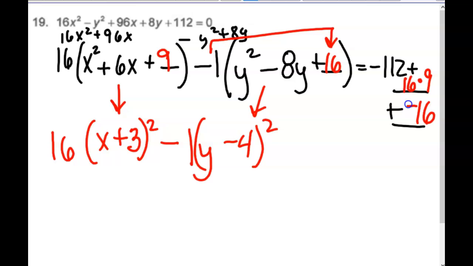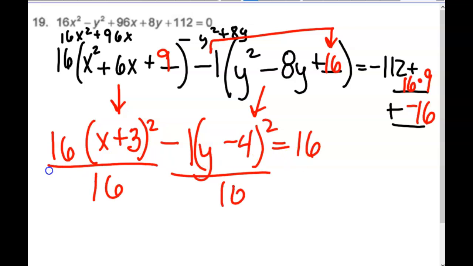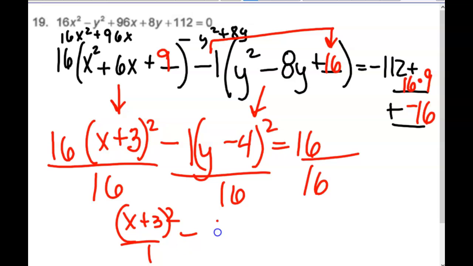Now, I think this one's going to really mess you up. -112, maybe not, plus 16 times 9, minus 16 is positive 16. Sometimes you get a negative on the right side. If you get a negative on the right side and you have to divide by a negative, you're going to have to rearrange the order of everything. So we have x plus 3 quantity squared over 1 minus y minus 4 quantity squared over 16 equals 1.